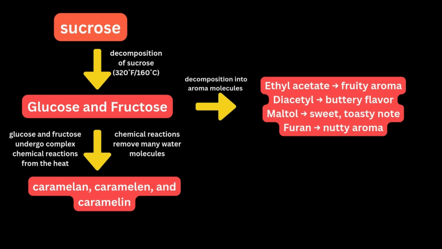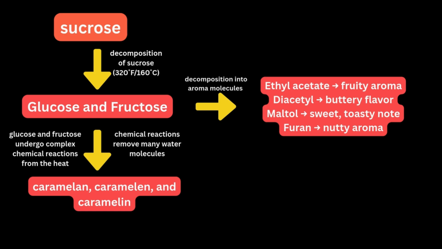Sucrose, or table sugar, is a disaccharide made of glucose and fructose. When heated to around 160 degrees Celsius, the sucrose molecule breaks down into glucose and fructose. These simple sugars are unstable at high temperatures and undergo a series of complex reactions. They lose water molecules, rearrange their structures, and decompose into many smaller compounds.